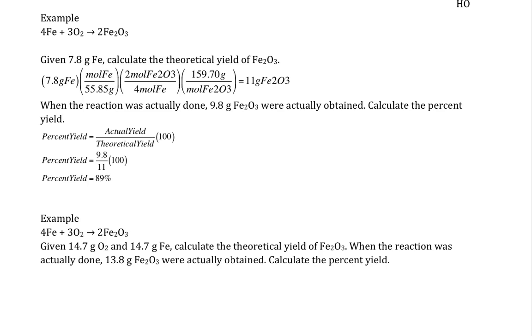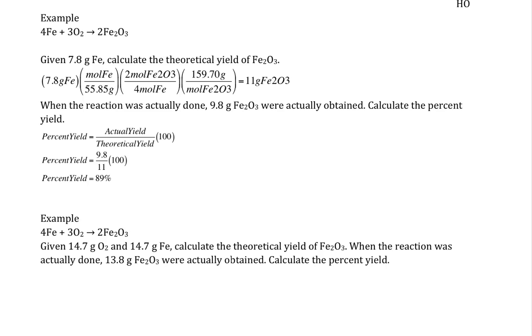And then we jump from moles of iron to moles of Fe2O3. So we have 4 moles of iron in the bottom, 2 moles of Fe2O3 in the top. And finally, we want grams. Theoretical yield is grams. So we figure out the molar mass of Fe2O3. It's 159.70 grams per mole. We multiply by that, and we have 11 grams of Fe2O3. That would be the maximum amount that we could make.